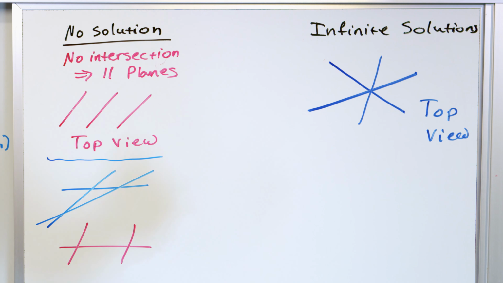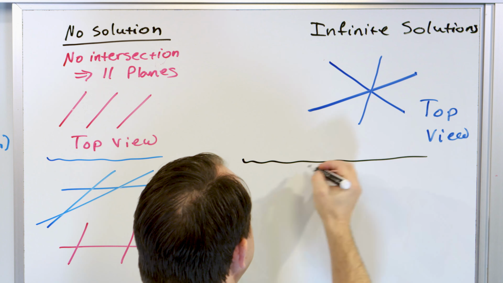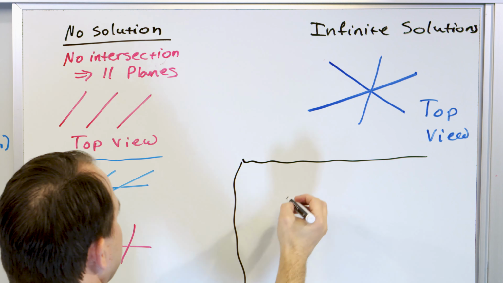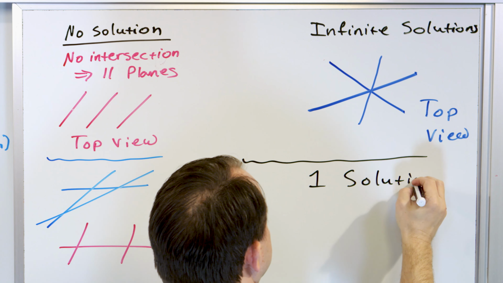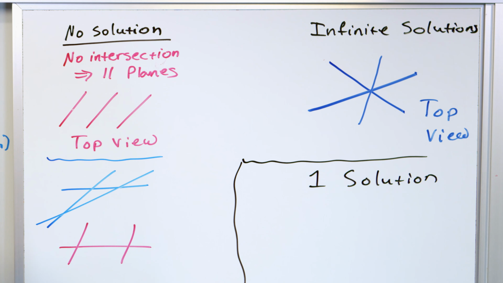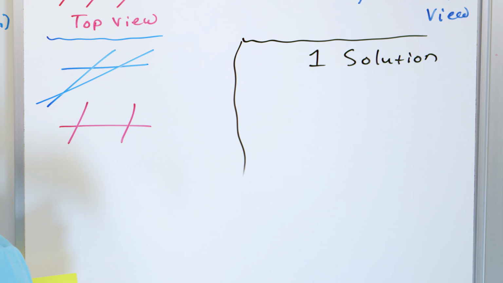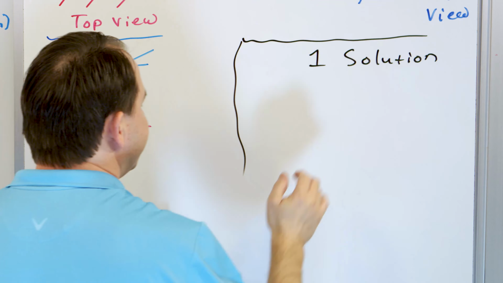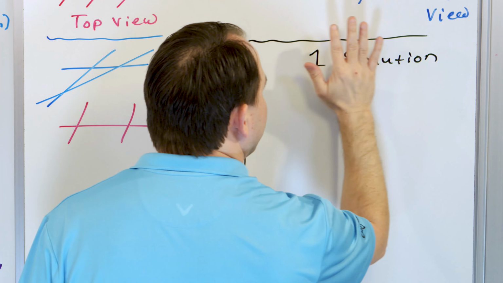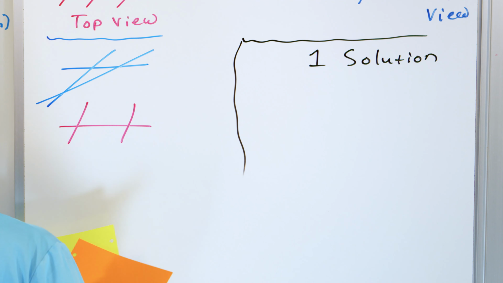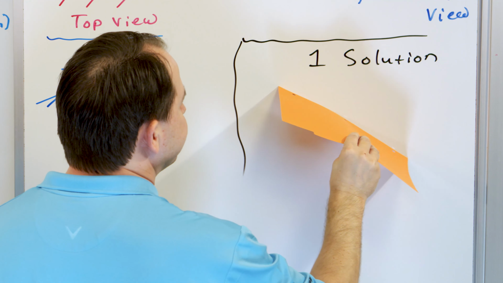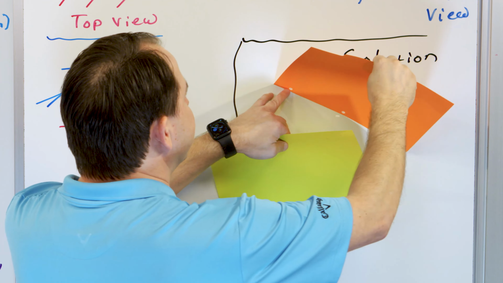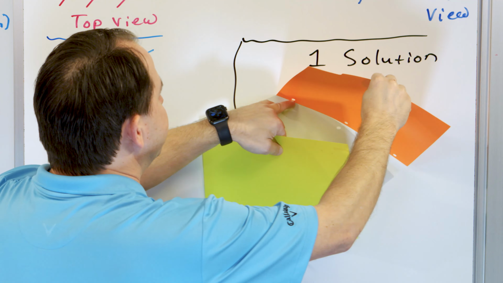Now, finally, I saved the best for last. There is a way in which you can have one single solution. You can also have one solution. Right? Now, again, it's going to be easier for you to pretend that the board is one of these planes. What if the board was one of the three planes, and then I have one of these coming in like this. So you see, if I have him going through, this forms an infinity of commonality between them.